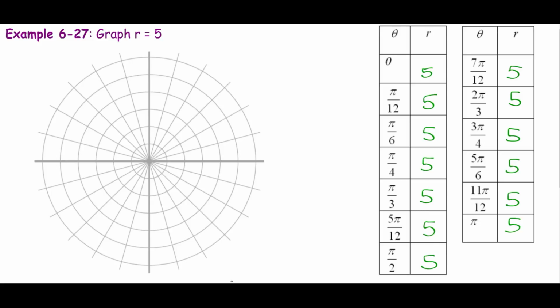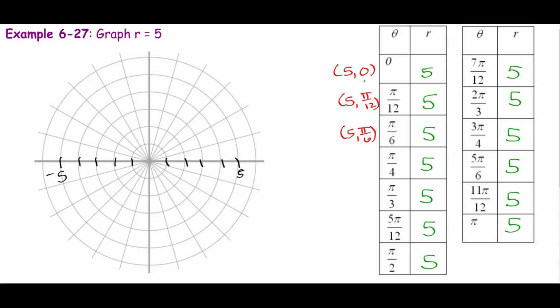So then I'm going to plot these points. I'm just going to mark my axis here. Then I'm going to start plotting my points. So this is the point, remember, it's r, theta. So this is 5, 0. This is 5, pi over 12. This is 5, pi over 6, etc.